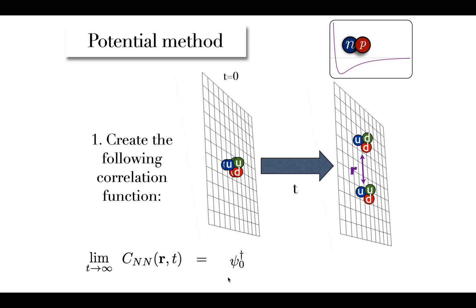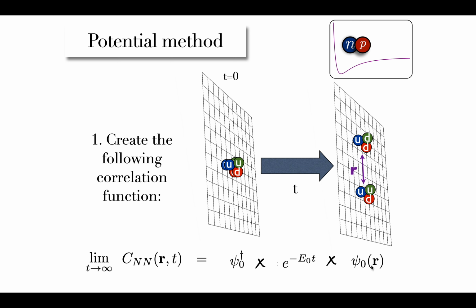And we're going to get an overlap for the operator at the source onto the ground state. We get the exponential with time. And then we get an overlap of our operator at the sink, which has the two nucleons displaced by a distance r, onto the ground state. And again, we have this for all possible positions r.